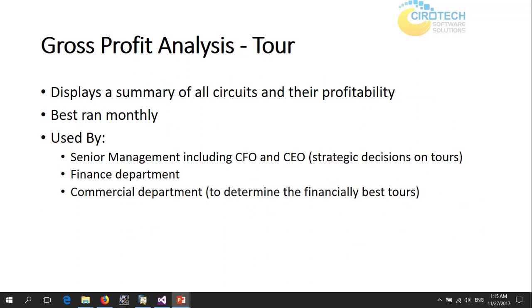Gross profit analysis by tour displays a summary of all the circuits that are traveled by drivers and their vehicles, along with their profitability. This is normally run on a monthly basis and is used for strategic decision making. In a transportation business, you always have to look at the best profitable routes and best profitable tours that drivers are on, so that you can consolidate and focus on routes and tours that make money.